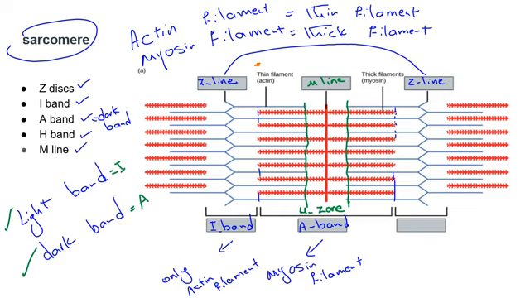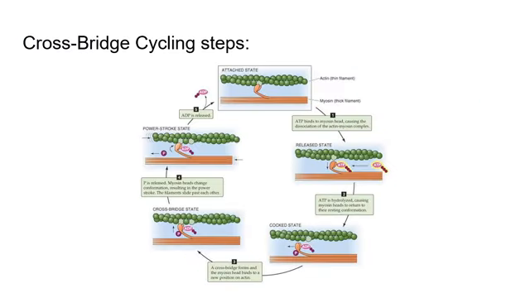Okay, so let's talk about the sliding filament theory. The sliding filament theory explains how muscles contract. During contraction, the actin filaments slide over the myosin filaments. The sarcomere shortens, but the length of the actin and myosin filaments remains constant. This sliding is driven by the interaction of myosin heads binding to actin, forming cross bridges and pulling the actin filaments inward.